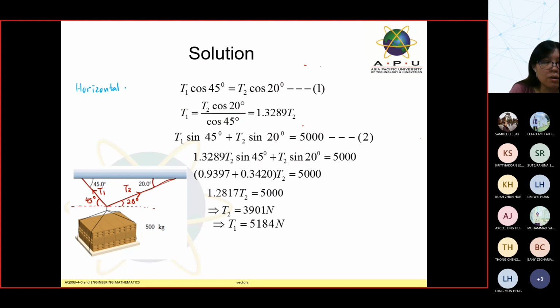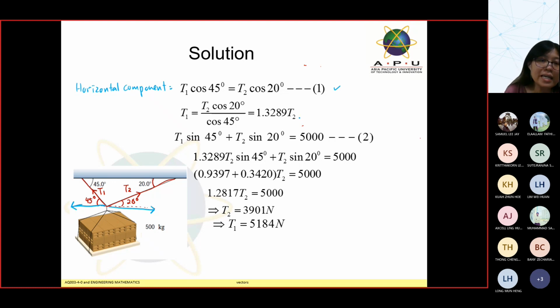The horizontal component. Okay, for the first one, we're referring to the horizontal component. Can you see what the horizontal component for T1 is? T1 is towards this direction, so the horizontal component will point to the left. Then for T2, the horizontal component will point to the right. So can you see one is towards the left, one is towards the right?